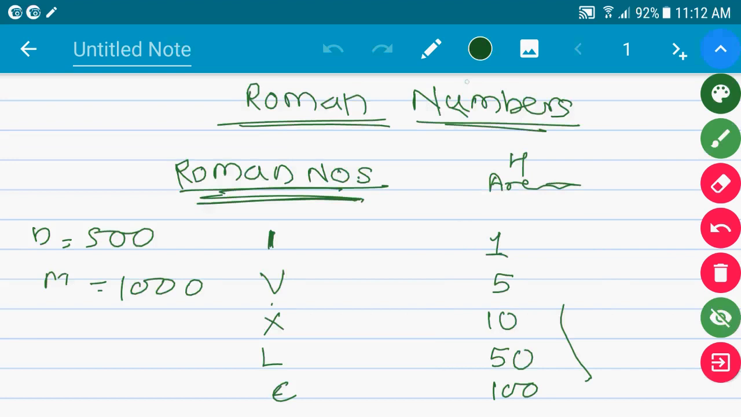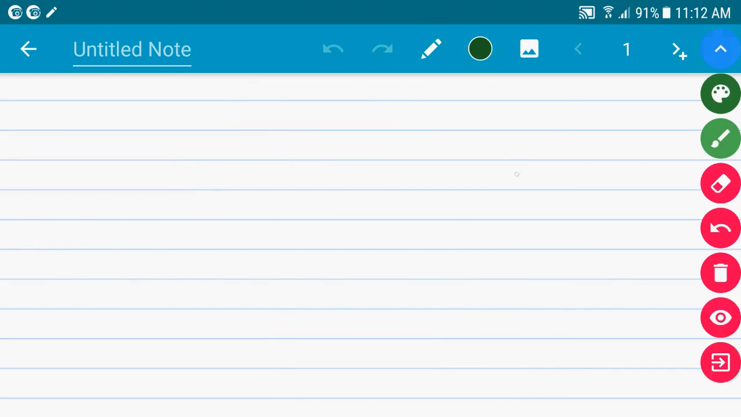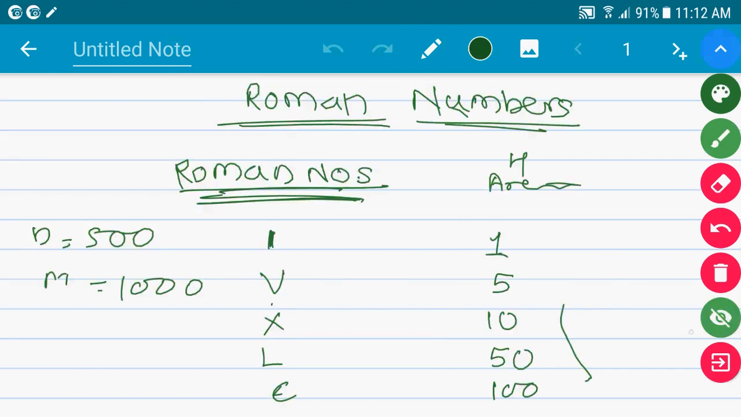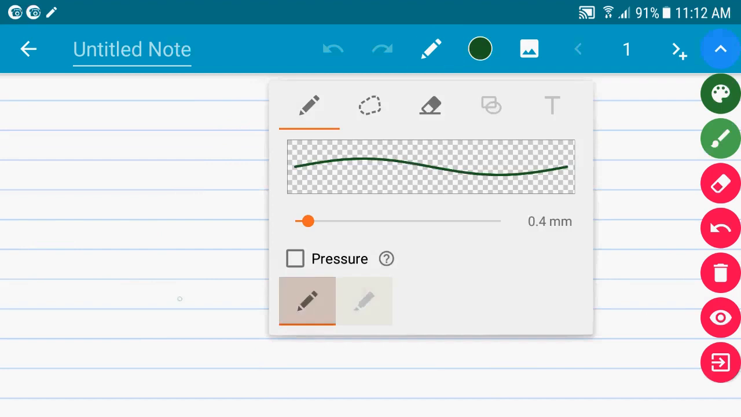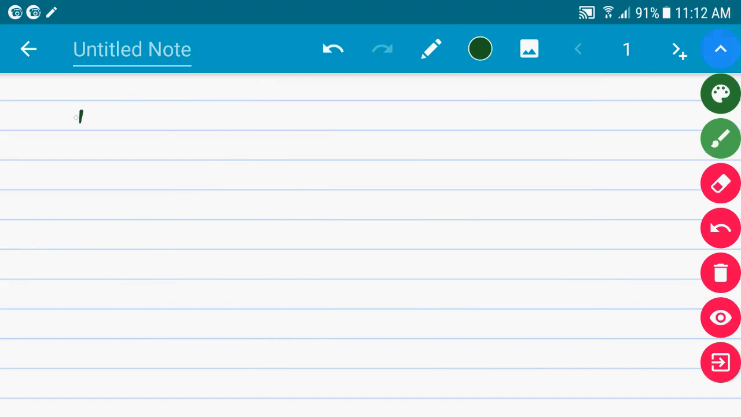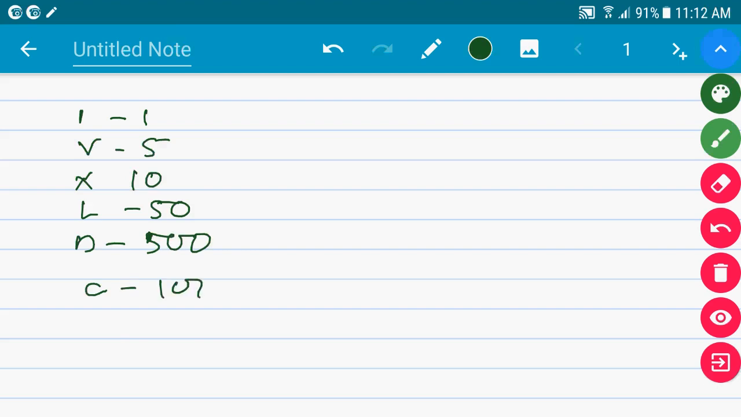Now, how will I explain you? Okay. So wait. We cannot go like this. So we will use the pen. Okay. Now see what I told you. I means 1, V means 5, X means 10, L means 50, D means 500, C means 100, and M means 1000.